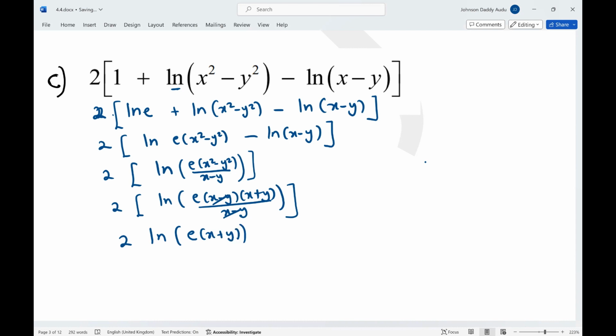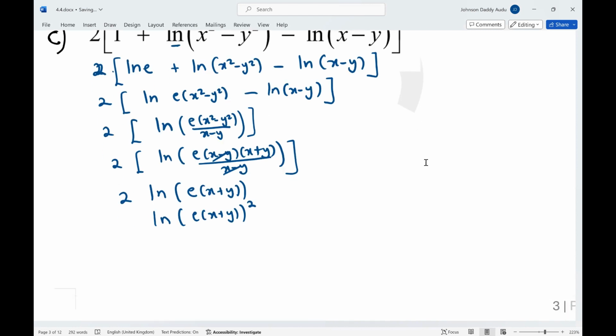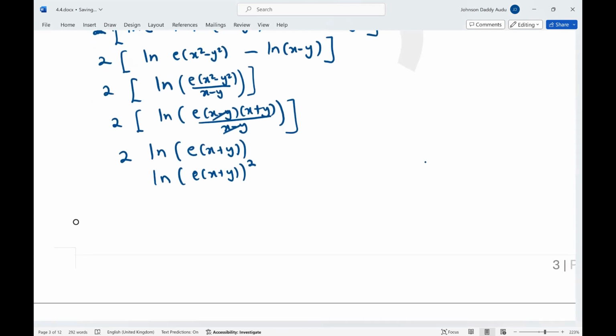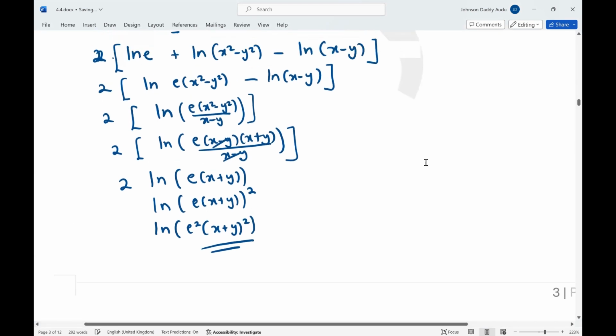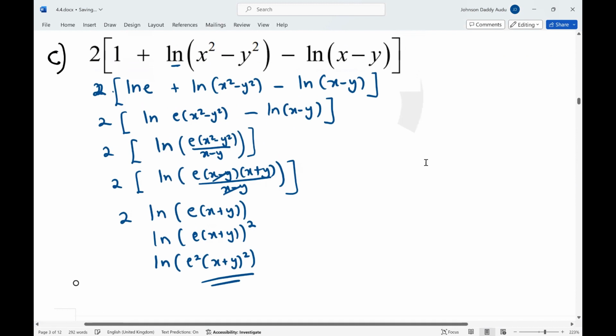But these 2 outside can go up as a what? As a power. So you have ln e x plus y, everything to power 2, right? And this we can share the power. So this will just be ln e squared and then x plus y all square. So this is just, now we've written it in which form? In just a combined state.